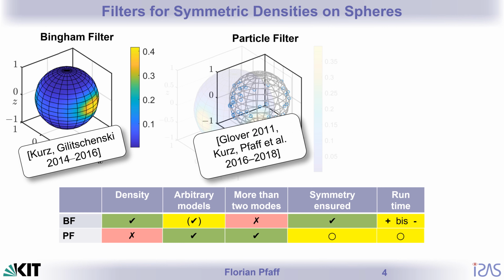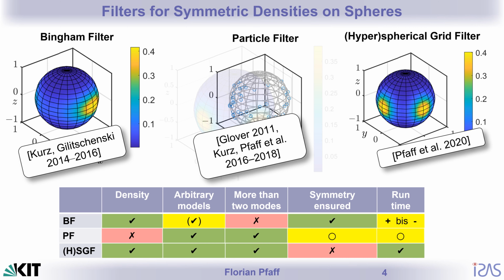Then there's the particle filter, which does not yield a density. You can use any model, you can have any number of modes, and the symmetry is not inherently ensured. You would have to do an extension for that, and the runtime can be very bad if you really want to be precise. Then there's the hyperspherical grid filter, which I've mentioned before, which gives you a density. You can use it for arbitrary models with an arbitrary number of modes, but it does not enforce the symmetry. And this is the point we're going to tackle to further improve the runtime and the precision of the filter.